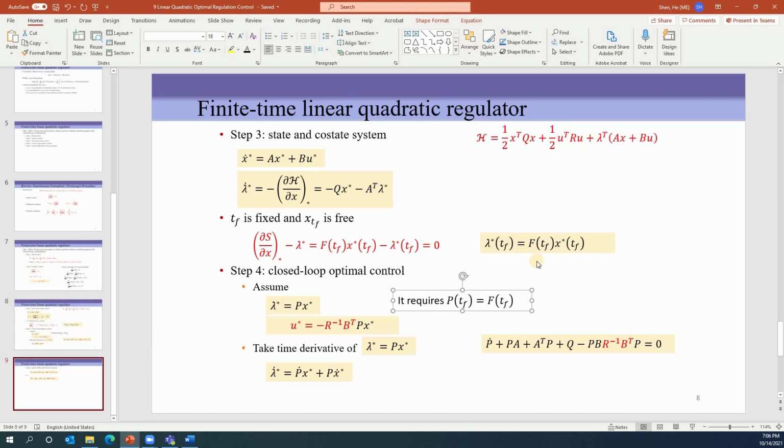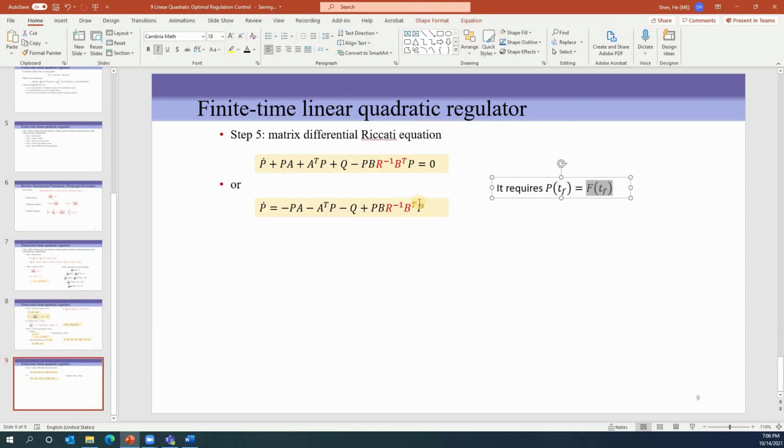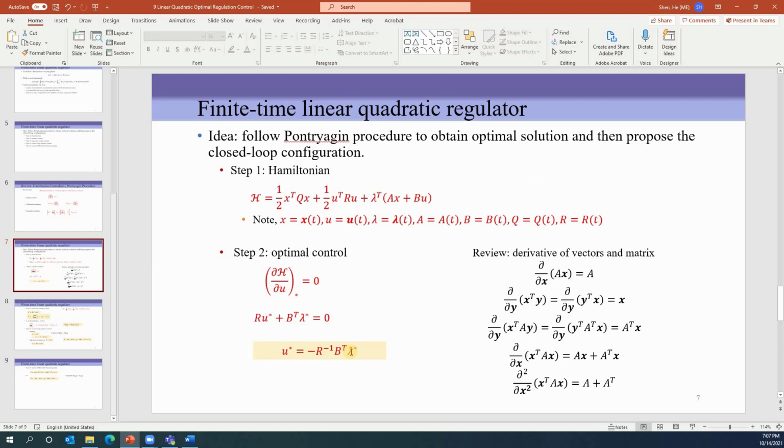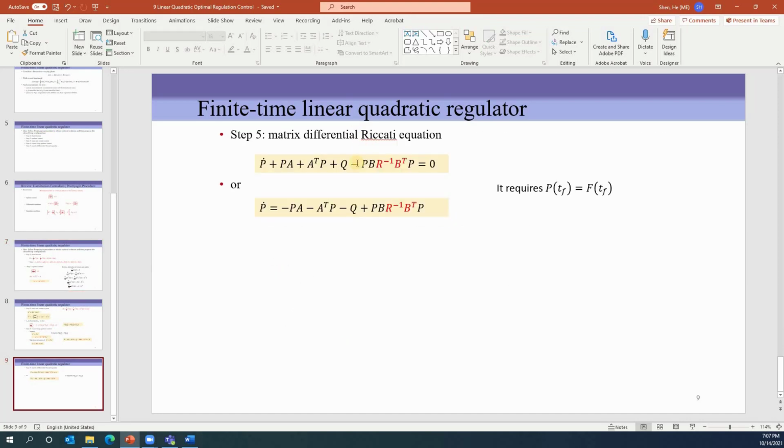So let's bring this over here. P at TF is given. P is a function of time t, and the final condition is given. You do not know the initial condition, but you know the final condition. And you need to solve the problem backward. You know the final condition, then you do this integration, and you solve it backward so that you have a trajectory of this function P. And once you know this trajectory of function P, you will be able to get an optimum control. That optimum control is equal to a negative R inverse times B transpose times P times X. This is the whole process of how we solve the finite time linear quadratic regulation problem.